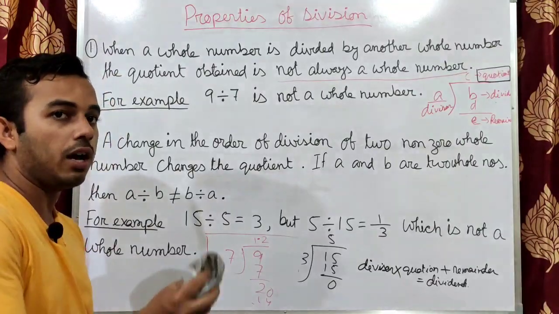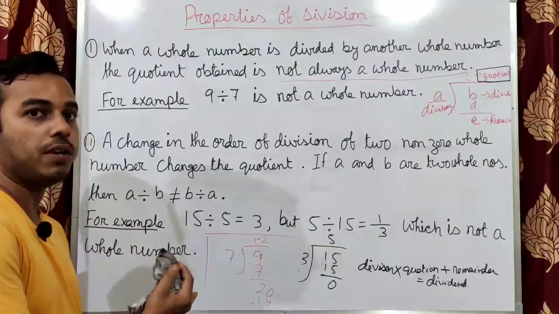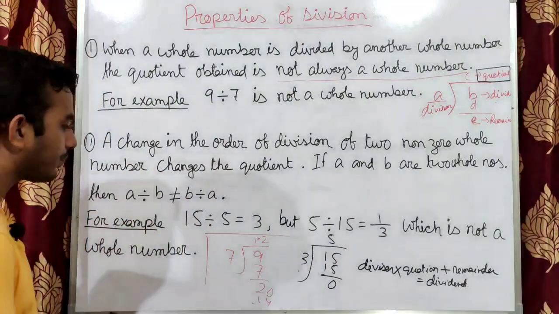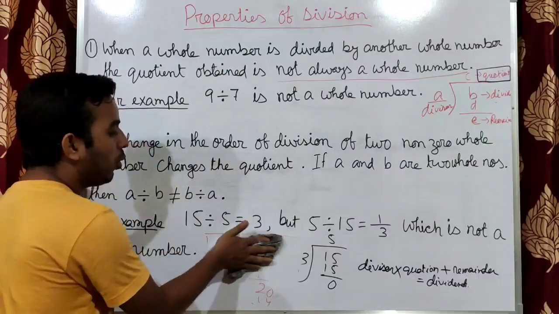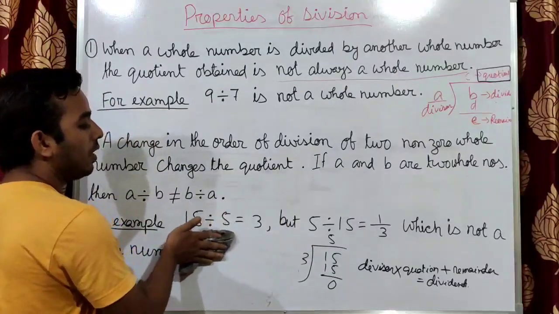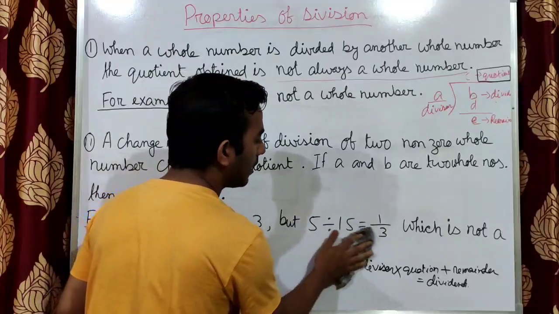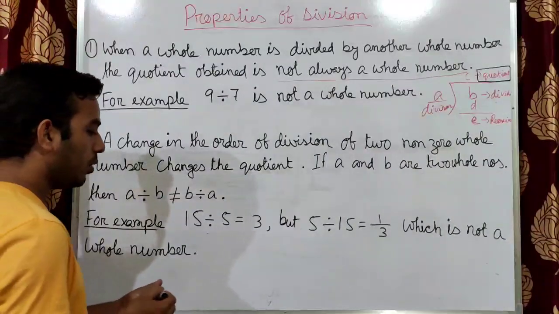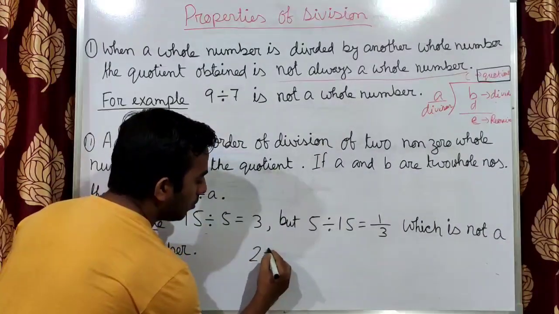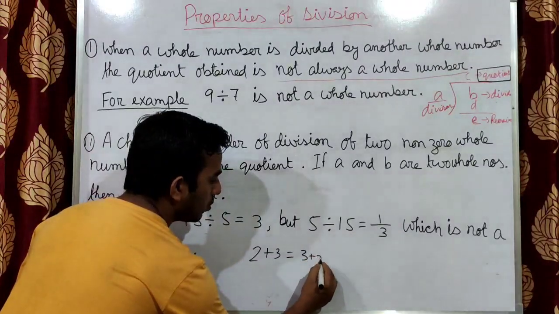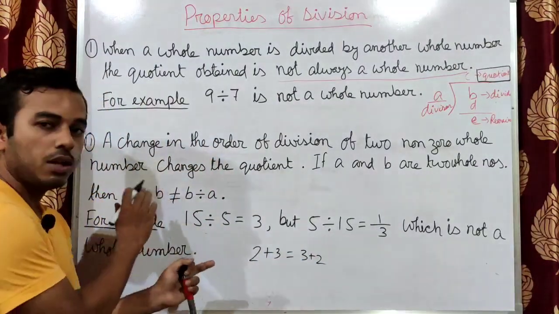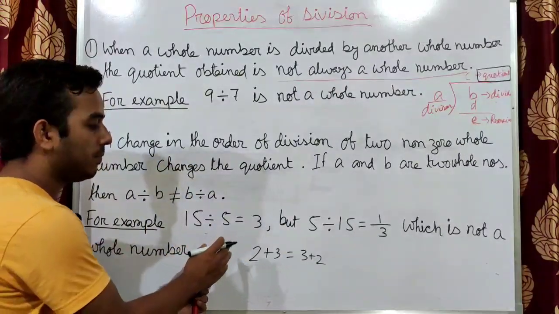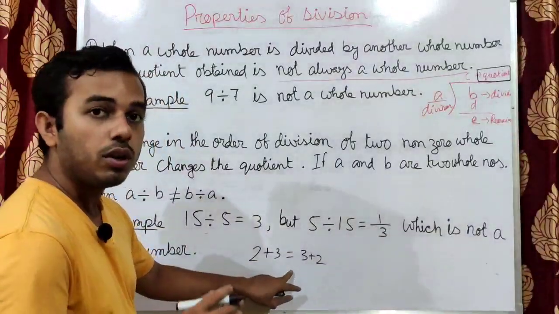Let us consider the other properties of addition, subtraction and multiplication, then we will come to that. In addition, what was that? When we add any two whole numbers, suppose a plus b, then b plus a is also the same. Clear? For example, 2 plus 3 equals 3 plus 2. 2 plus 3 is 5, 3 plus 2 is also 5. This property holds for addition, right?